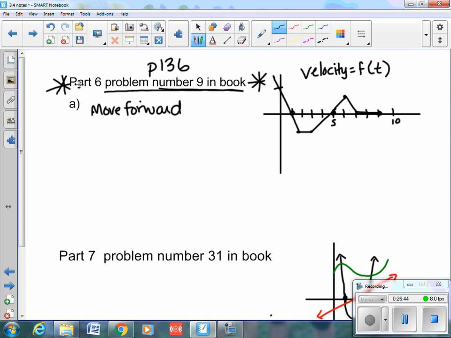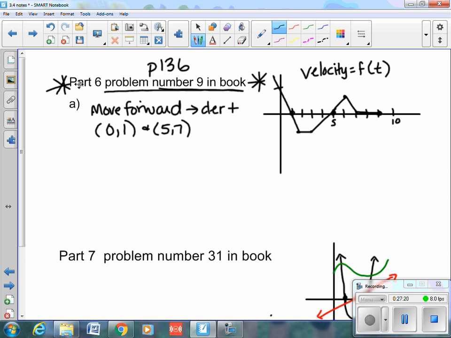It moves forward when your derivative is positive, right? Because derivative means velocity, right? So it moves forward from 0 to 1 because this is positive. It also moves forward from 5 to 7 because this part is positive. It's above the x-axis. So it moves forward from 0 to 1 and 5 to 7.